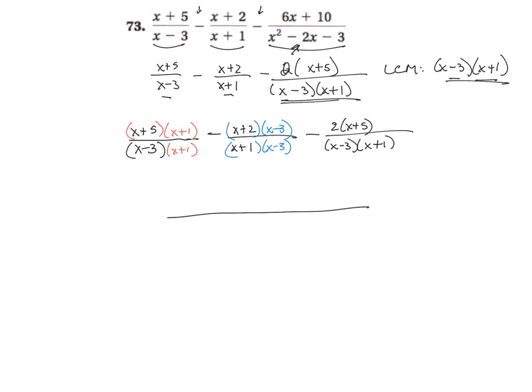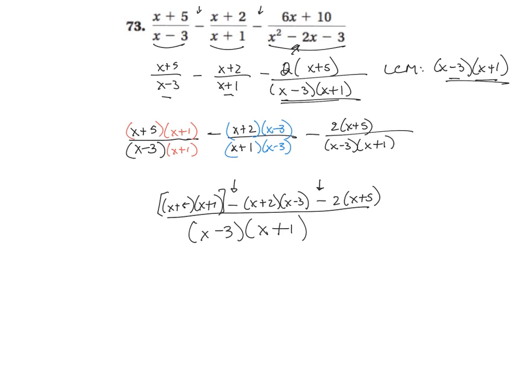I can write just one denominator, x minus 3, x plus 1, and then I'll write all the stuff I have on top. So I have x plus 5, x plus 1, minus x plus 2, x minus 3, minus 2 times x plus 5. Alright, I see two negatives right there and right there, so I'm going to have to be careful with those. So I'll FOIL the first thing, FOIL the second thing, and I'll multiply this out too. I should have just left it like it was at first, but I've got to remember that negative in there.